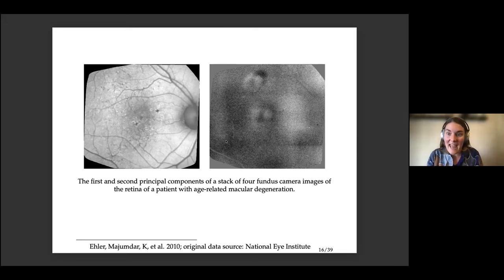And it ends up every second component of every stack for every different patient spat out these shadows and these patterns. So sometimes even when you don't think the data might be amenable to using principal component analysis, you can be surprised at what comes out. And we actually were able to use this pattern that we found and correct for it when doing our analyses.